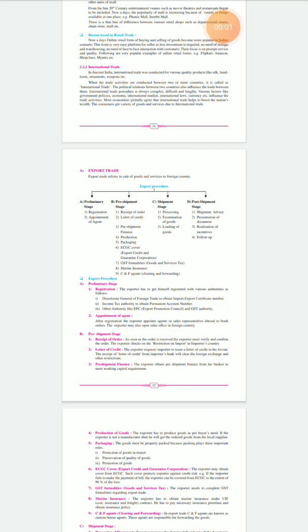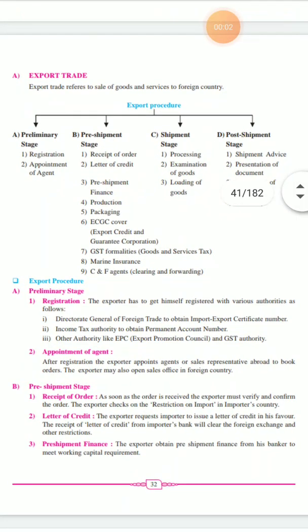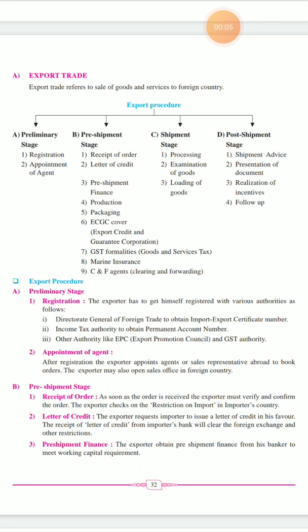Good morning, students. In the last class we have seen export trade. In export trade we have seen the preliminary stage, pre-shipment stage, shipment stage and post-shipment stage. In the preliminary stage there are two steps, that is registration and appointment of an agent.